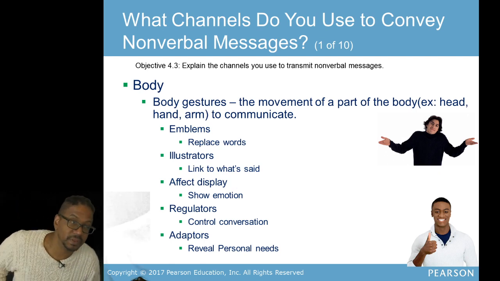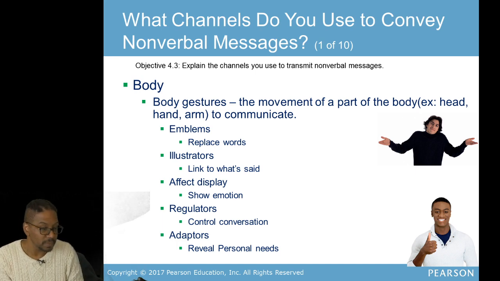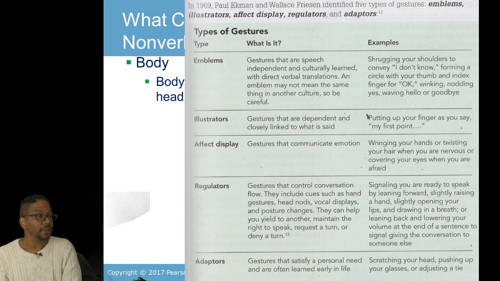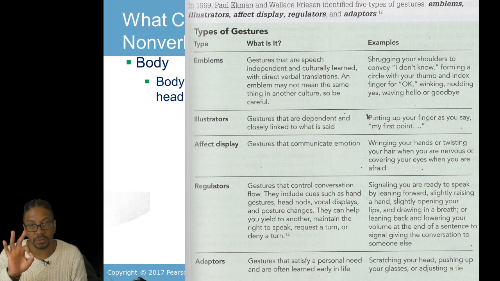So there are emblems, illustrators, affect displays which show emotion, regulators which can affect the conversation, and adapters. And we will go into more of these right now. With emblems, it can just be like a sign, like shrugging your shoulders. In our culture, when someone shrugs their shoulders, that means I don't know, or maybe someone sticking up the finger, okay. Or this just means, okay, thumbs up, that type of thing.